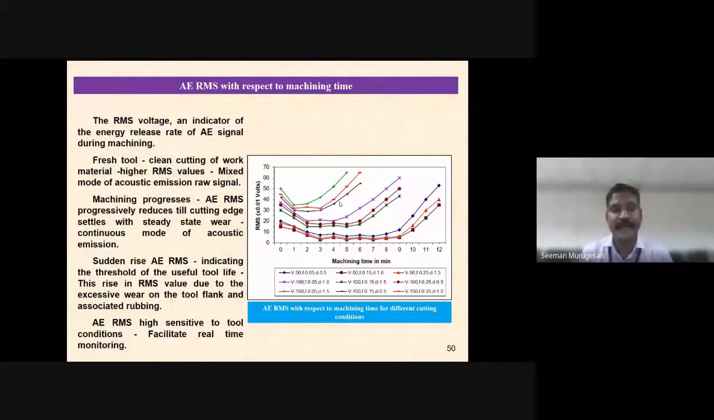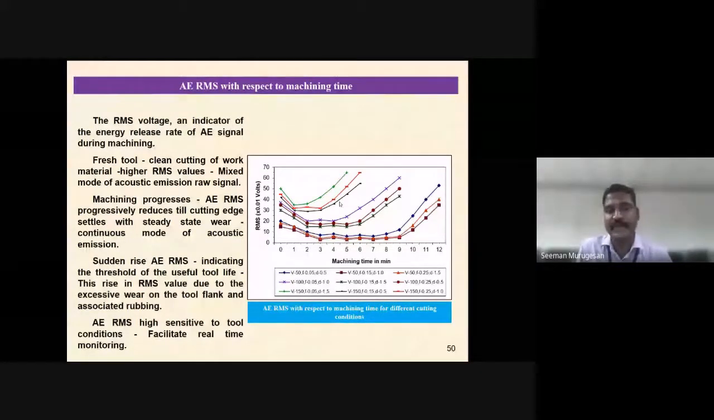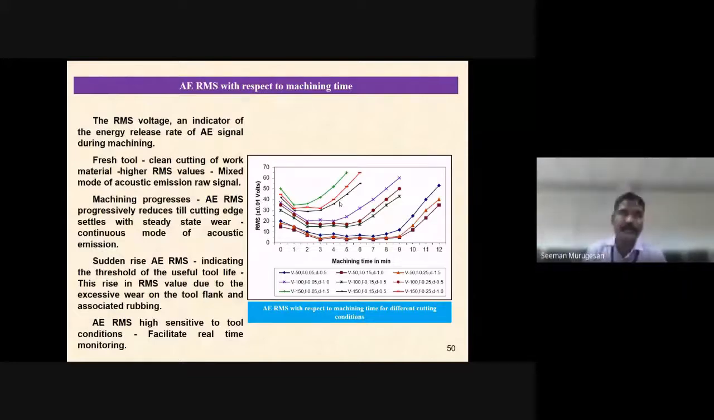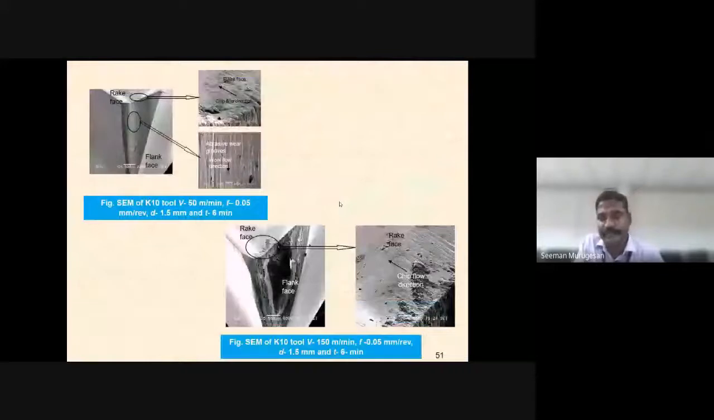The rise in RMS value is due to the excessive wear on the tool flank and is associated with the rubbing action due to that silicon carbide. The AE RMS is highly sensitive to the tool conditions, which facilitates real-time monitoring. This is the scanning electron microscope image of the tool wear.